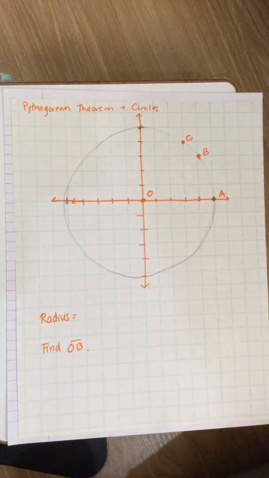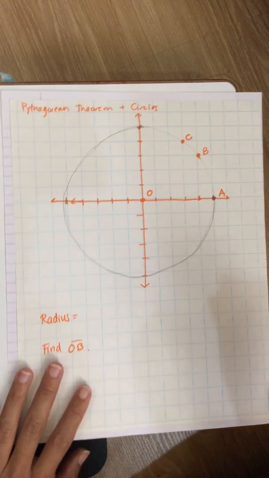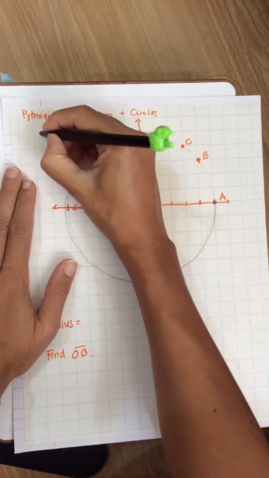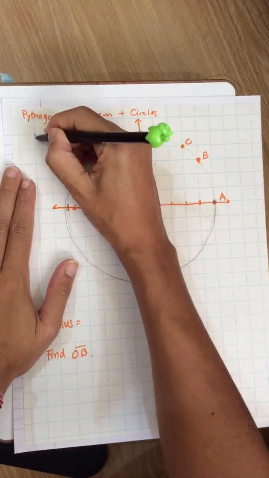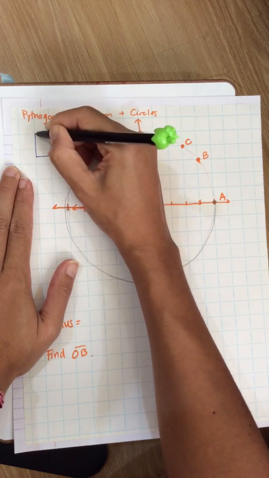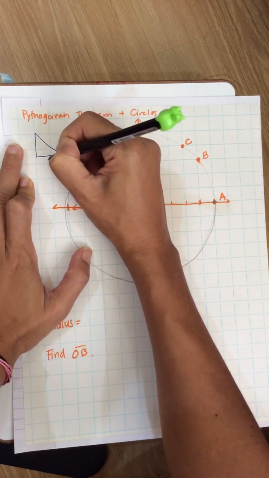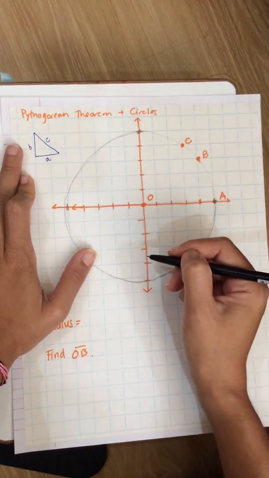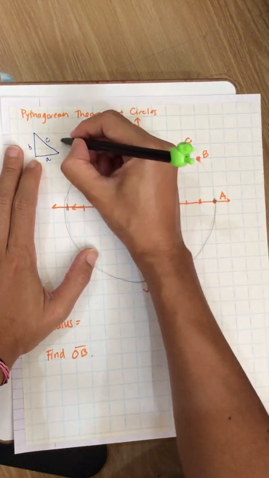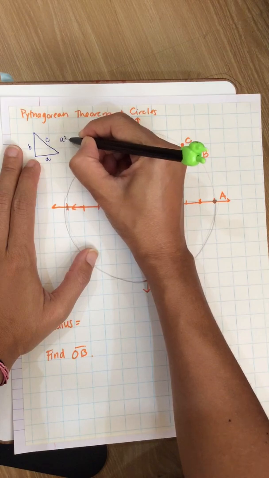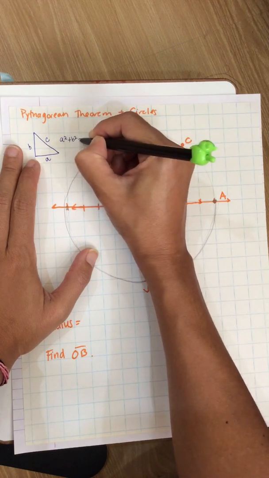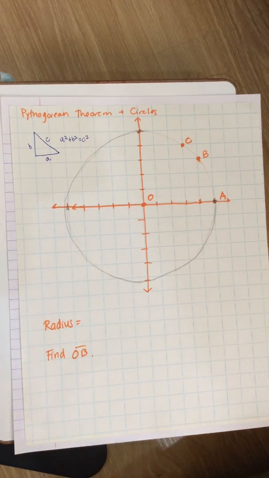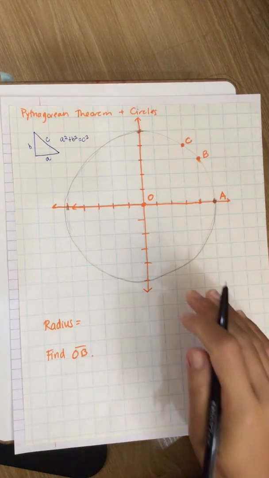All right, so we've learned about the Pythagorean theorem. Remember, the Pythagorean theorem tells us that if we have a right triangle and the legs have length A and B and the hypotenuse, the diagonal, has length C, then I know that A squared plus B squared equals C squared. We've learned that. So how can we use this to solve problems that involve circles?